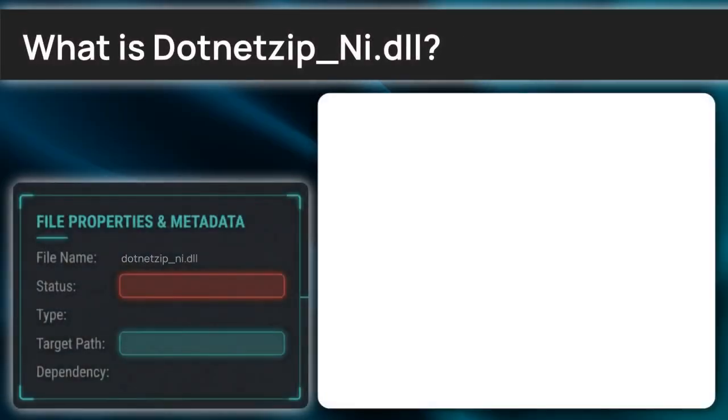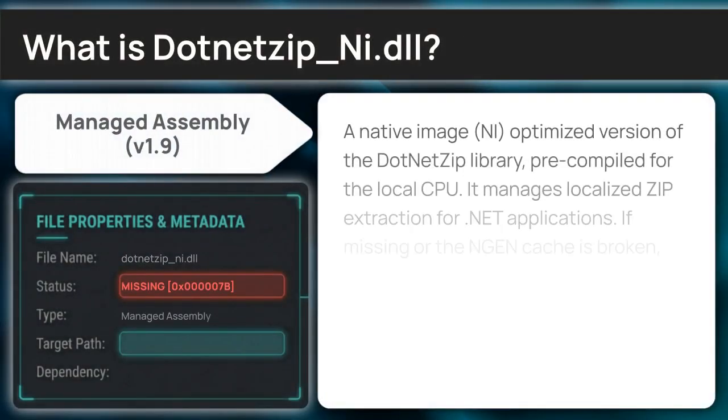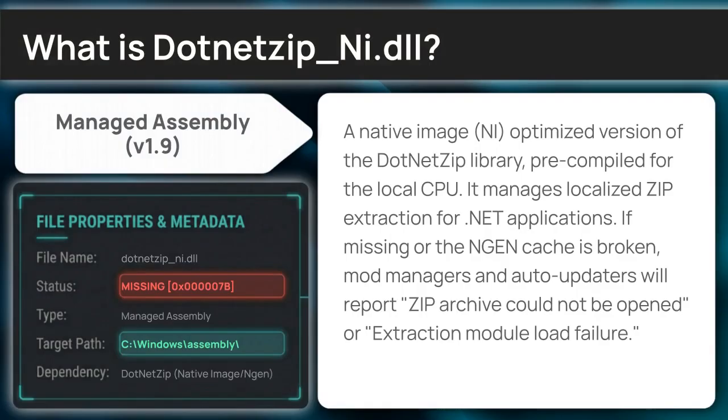This is the Dotnetzip native image, a native image (NI) optimized version of the Dotnetzip library, pre-compiled for the local CPU. It manages localized zip extraction for .NET applications. If missing or the Ngen cache is broken, mod managers and auto-updaters will report "zip archive could not be opened" or "extraction module load failure." Understanding the file's role is a great start. Now let's look at replacing it.